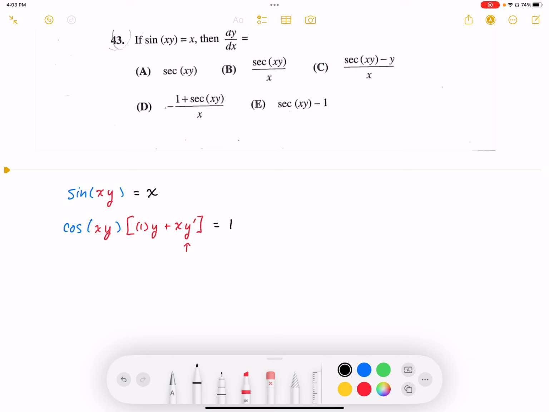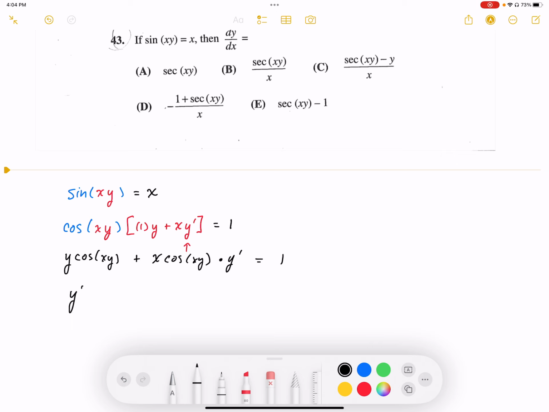So at this point, I'm going to expand the square brackets, and then I'm going to move everything that's not with a y prime to the right-hand side. So I get y times cosine xy. When I distribute the second term, I'm going to end up with x cos xy, and then my y prime is tagged onto that. Okay, and I need to then isolate that y prime term, equals 1.